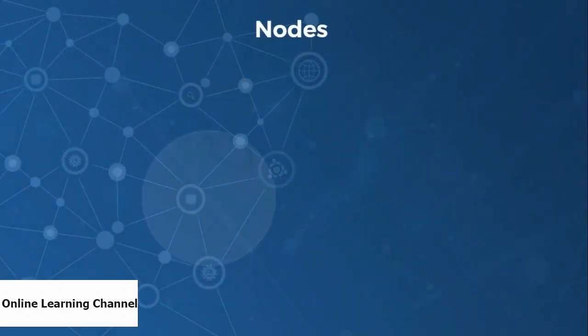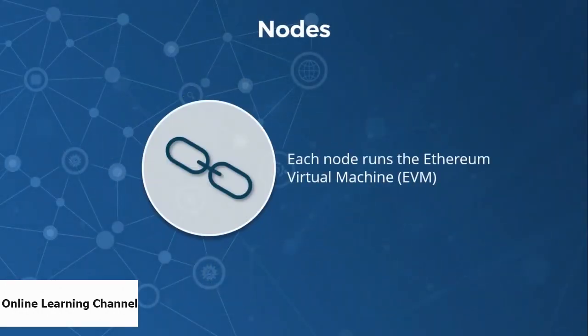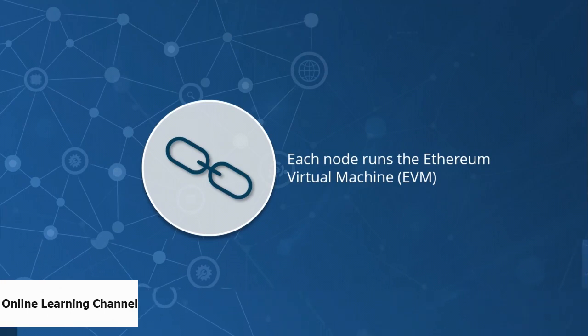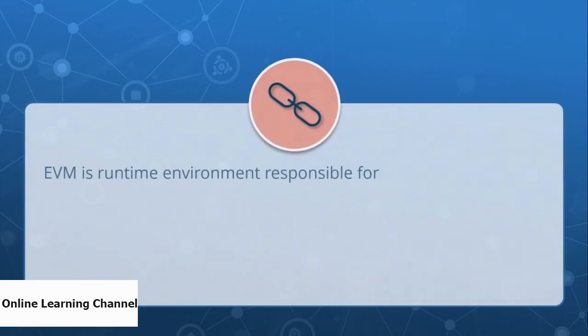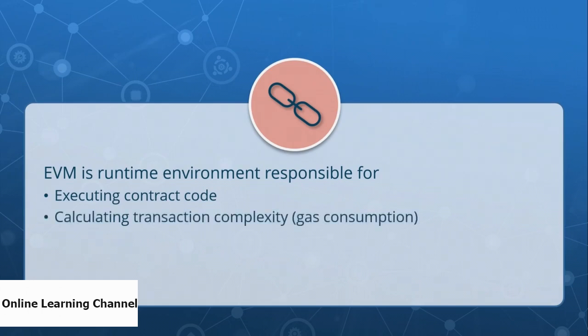Well, they also need to have the Ethereum virtual machine, and this is what will allow them to execute smart contracts. So the responsibilities of the Ethereum virtual machine not only include executing the smart contract code, but it will also need to calculate the transaction complexity, and this complexity is measured in terms of gas consumption. The calculation of the transaction complexity will determine the total value of the transaction fee which needs to be paid by the originator of the transaction.